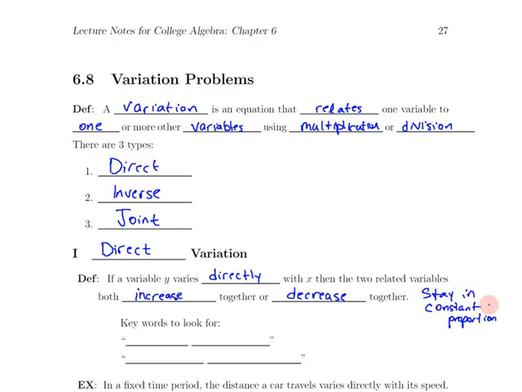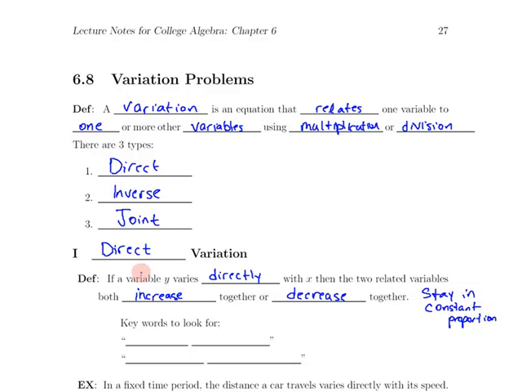If we have that, then if one doubles, the other one doubles. That is, if it goes up twice as much, the other one's going to go up twice as much. If it gets cut in half, the other one's going to get cut in half. So when they go up together, when one goes down, the other one goes down with it.